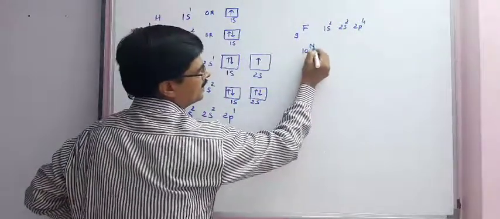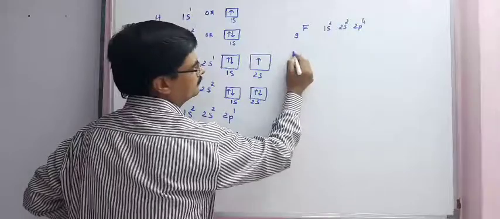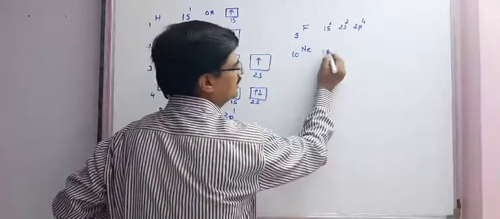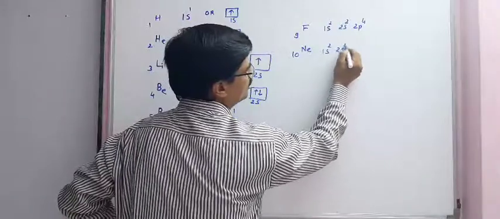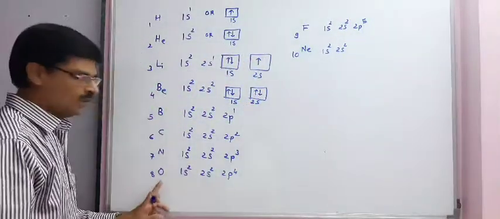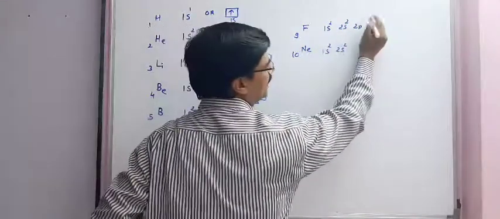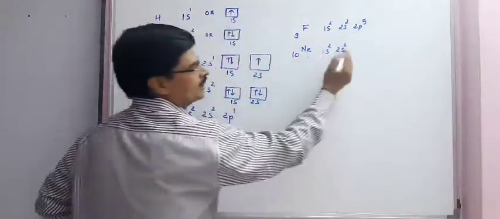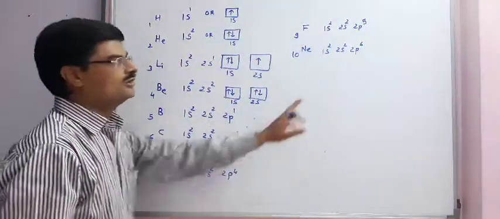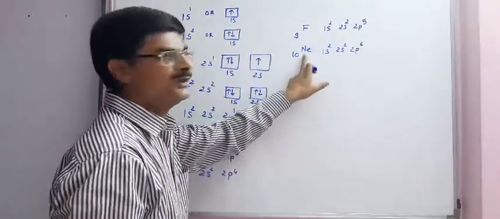Then 10 is neon. In fluorine we have 5 electrons in 2p, written 1s2, 2s2, 2p5. Now in neon we have 1s2, 2s2 and 2p6. So this is the electronic configuration of neon.